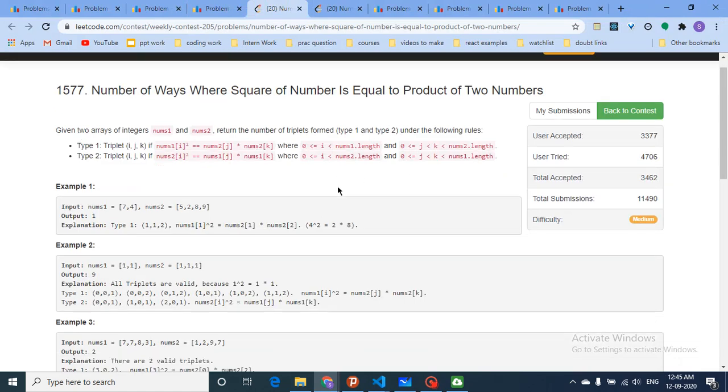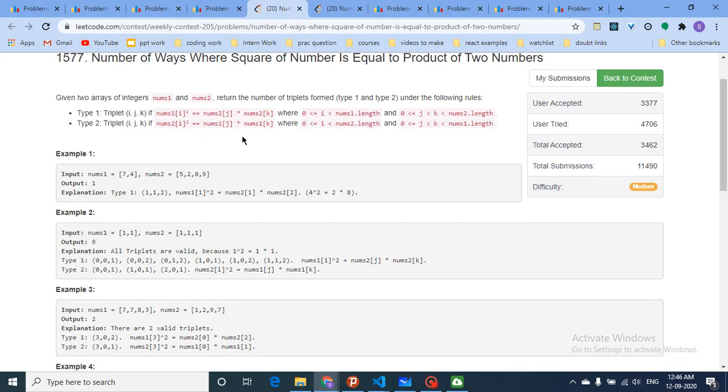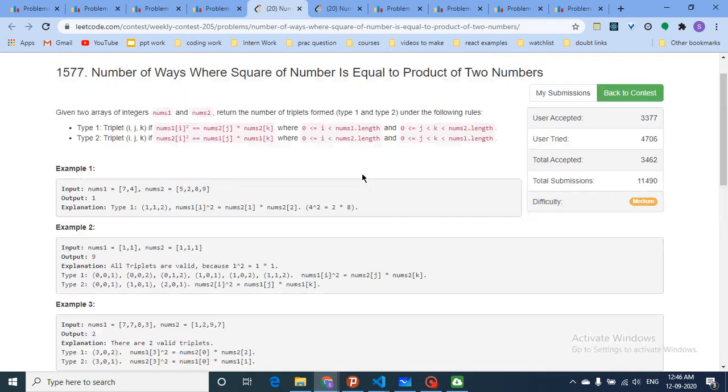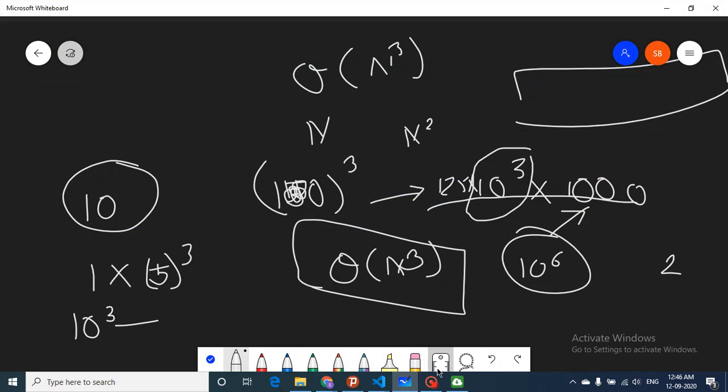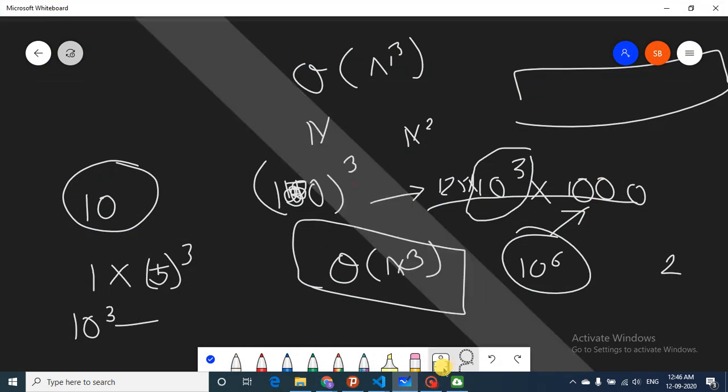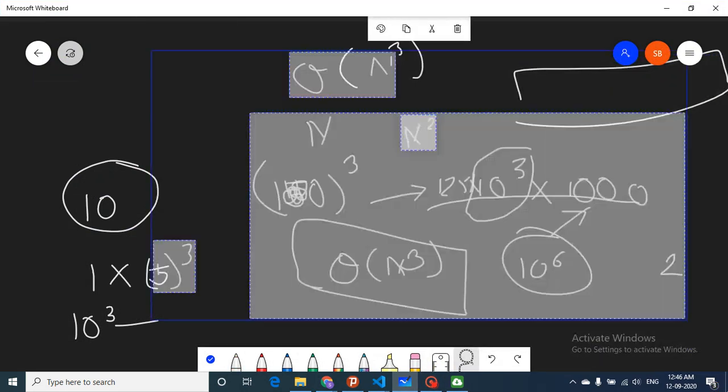This question was also very good. This is a LeetCode question. So in this question I can tell you the question also, but I have also made a video on it. So in this question what you can understand here is, let's move it out.